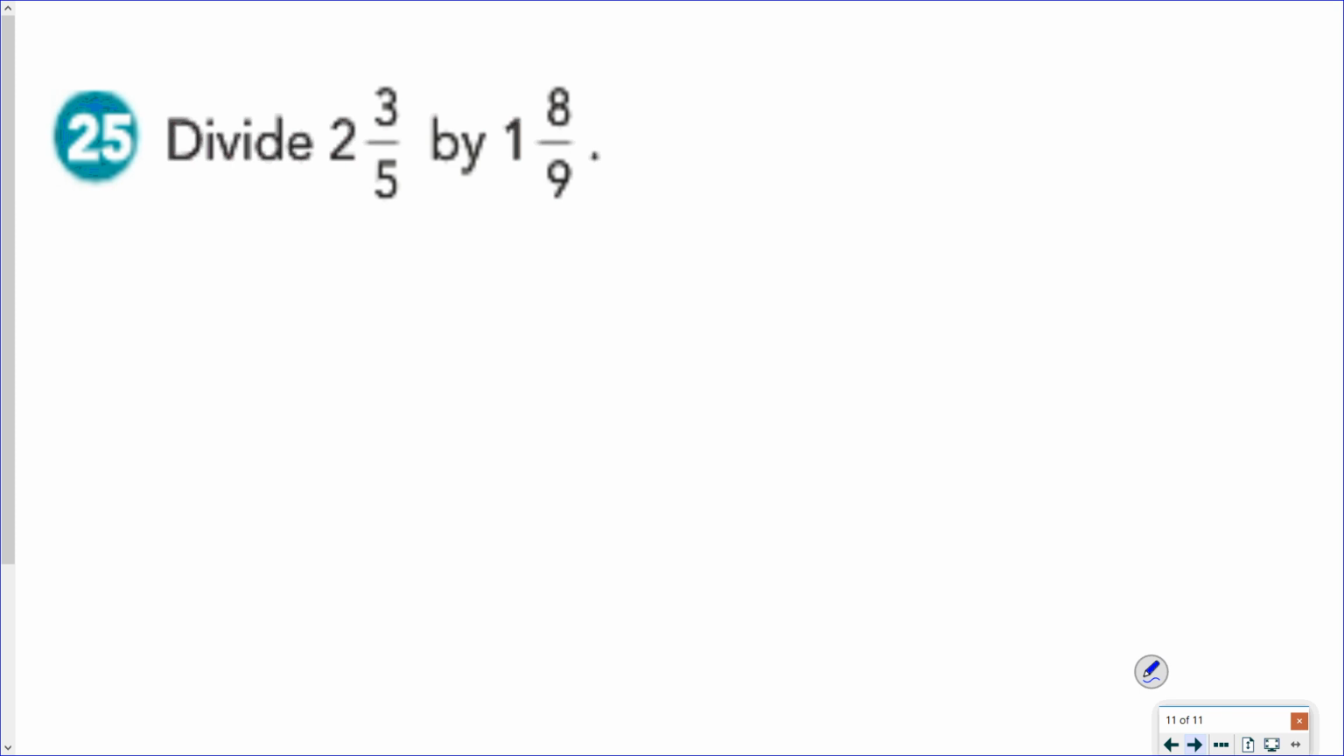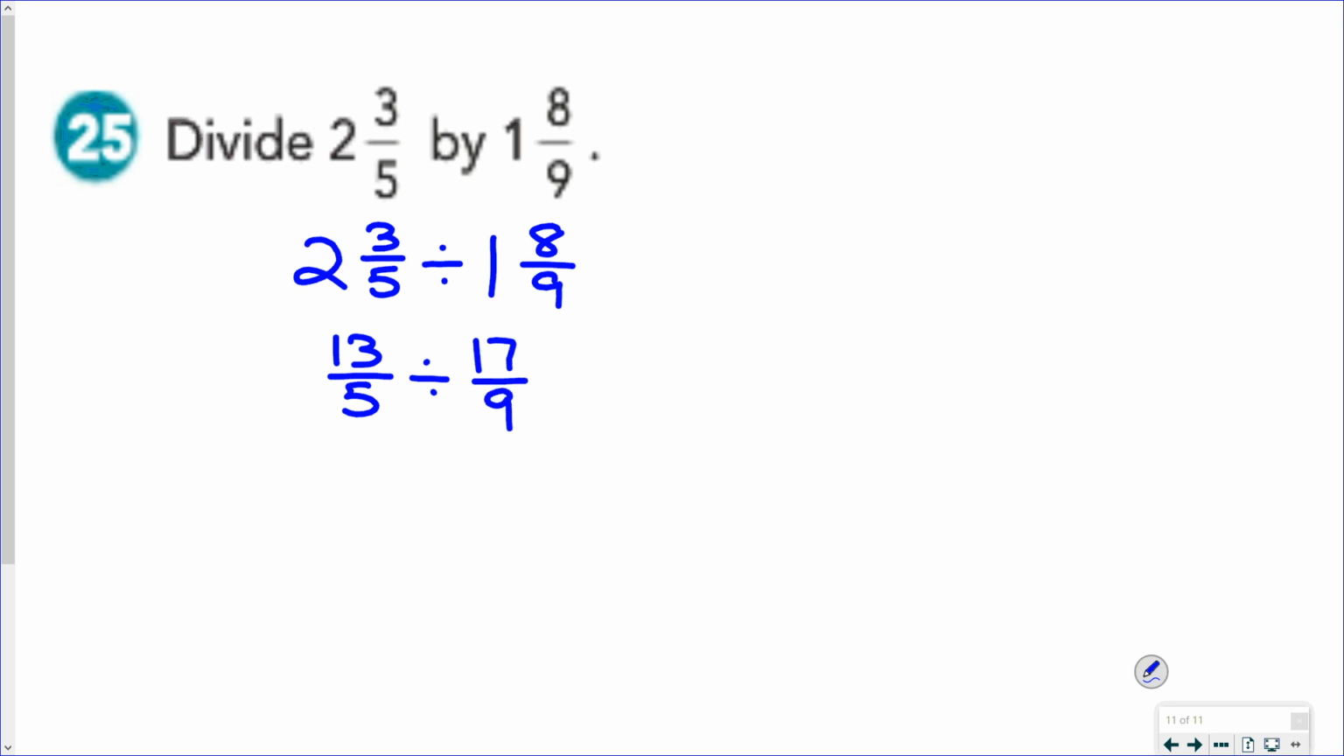And then my final problem today, 2 3/5 divided by 1 8/9. So 2 3/5 as an improper fraction would be 13/5. Again, I'm still dividing at this point. And 1 8/9 would be 17/9. So I keep the first number the same, convert division to multiplication, and use the reciprocal of 17/9, which is 9/17.